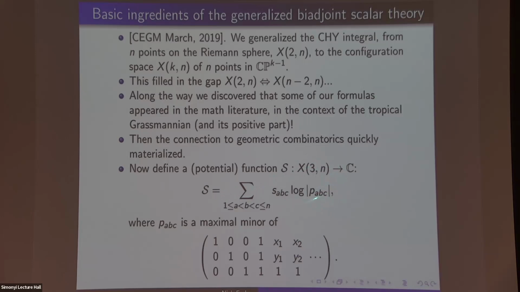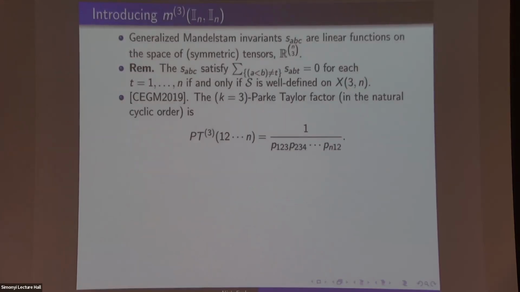Right, so if you scale the first column by a number t, well, the result better be independent of that scaling. So that means that you get exactly n linear relations among the S_ABCs. Anyway, once you do that, it is well defined in X3n, and you can fix this. You can let P be a maximal minor of that matrix. So there's a statement about the S_ABCs.